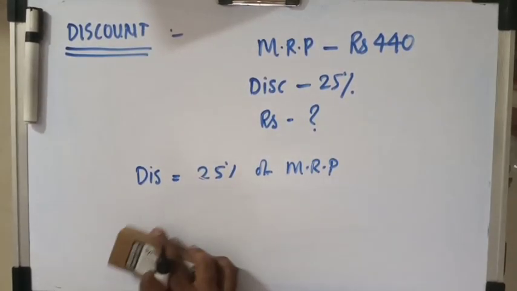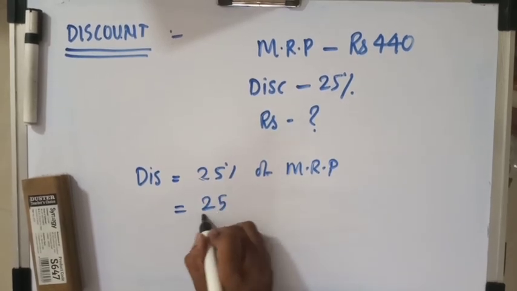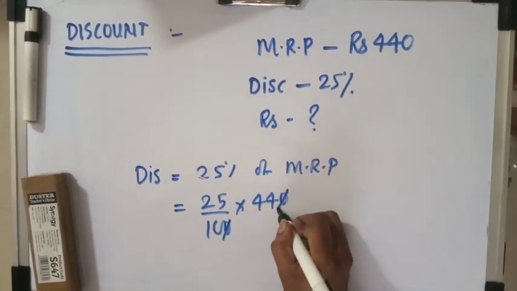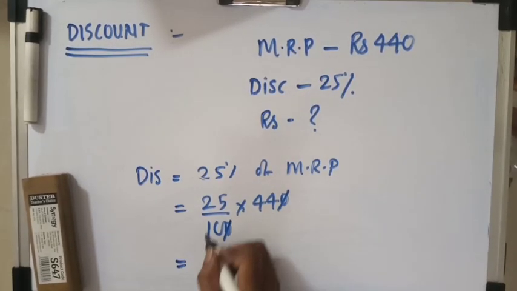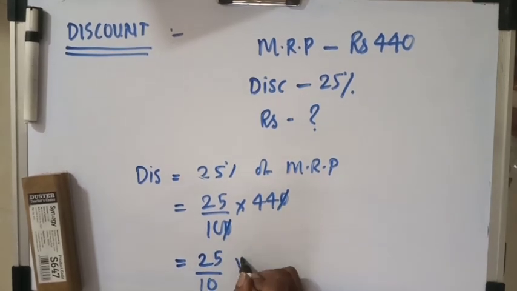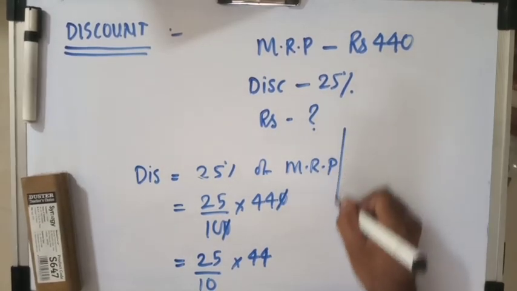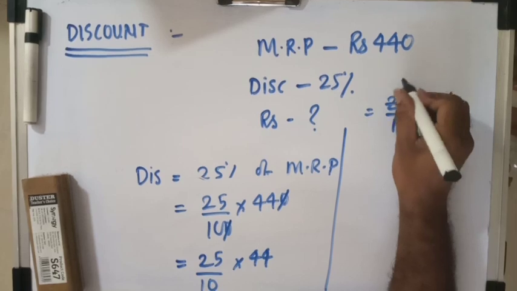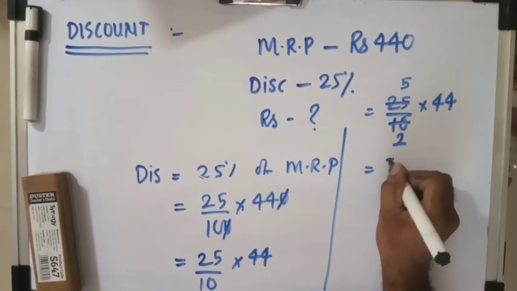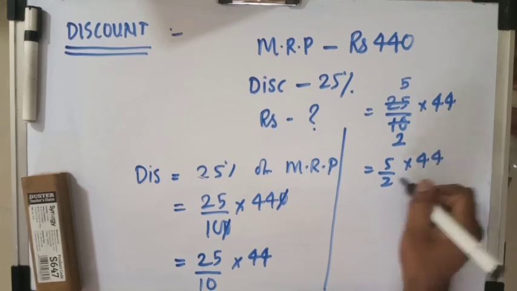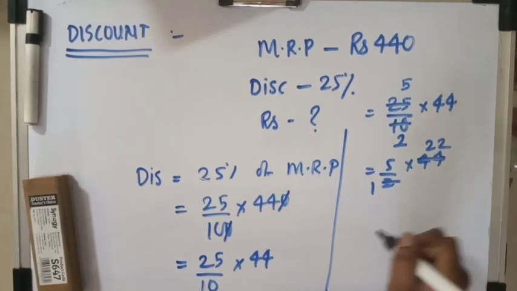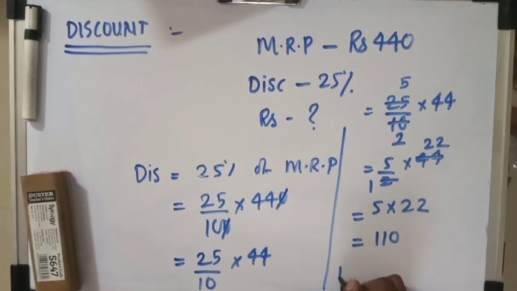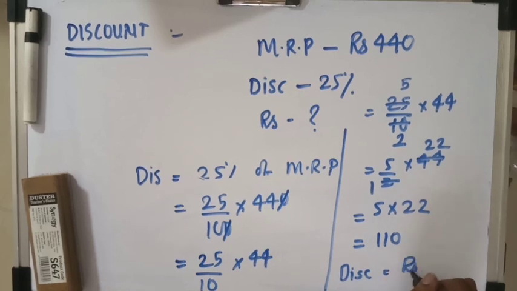Okay, you can calculate it either way also, children. If you find it difficult to solve like this, 25% means 25 upon 100 into the MRP, which is 440. You cancel this 0, you cancel this 0. So what is left is 25 upon 10 into 44. Now this goes in the table of 5. 5 5s are 25, 5 2s are 10. So it's 5 upon 2 into 44. Again you can calculate it. 2 2s are 4, so 22. So it's 5 into 22 and it's 110. So my discount that I got is rupees 110.